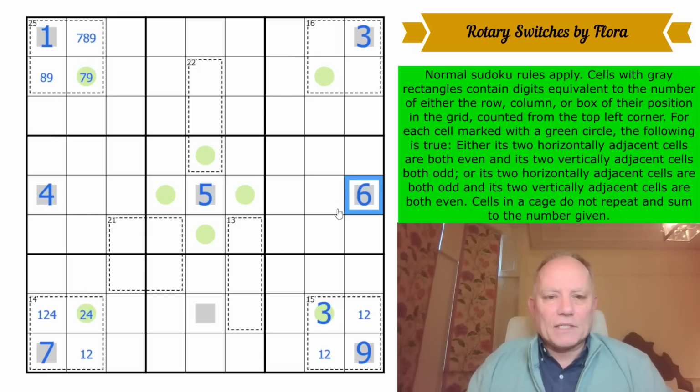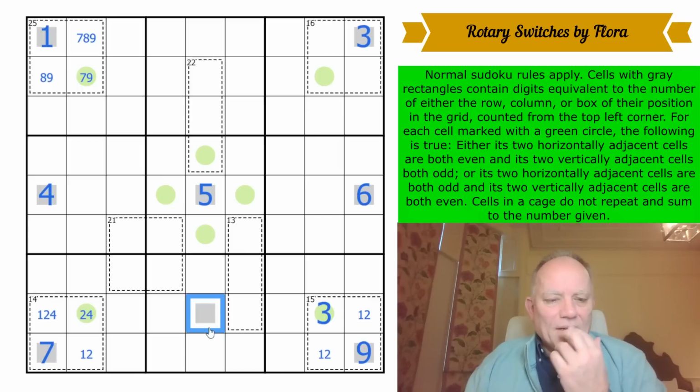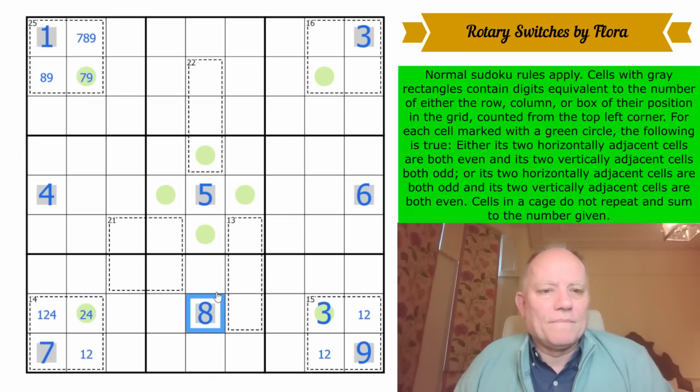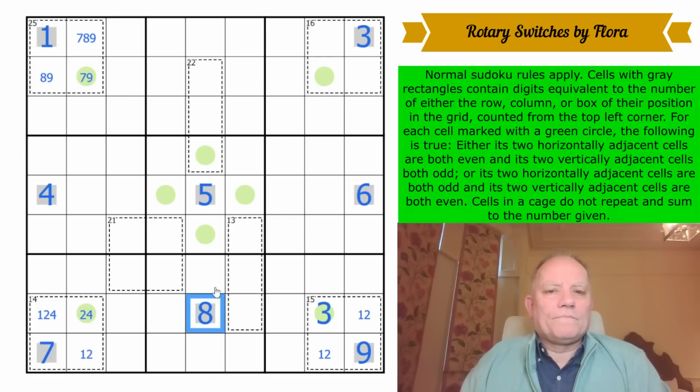That fixes these two. We're nearly finished now. This is in, on the grey cells, I mean. This is in row 8, box 8, column 5. That has to be an 8. And we are done. We've done all the grey cells. Now we've got the green ones to do.